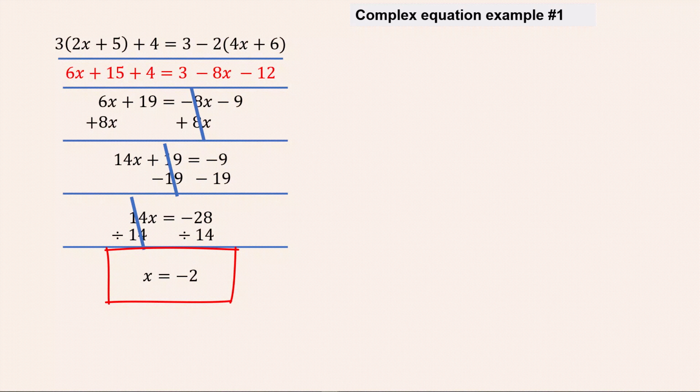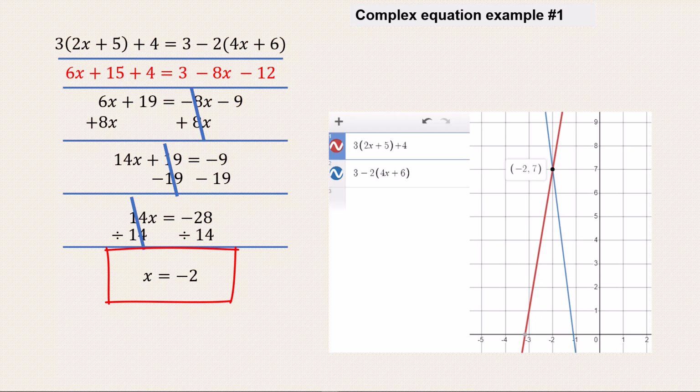Now we can use Desmos to check the answer, entering each side of the original equation and observing the x value of the intersecting point to verify our algebra was correct. The value of y in this situation is not important.